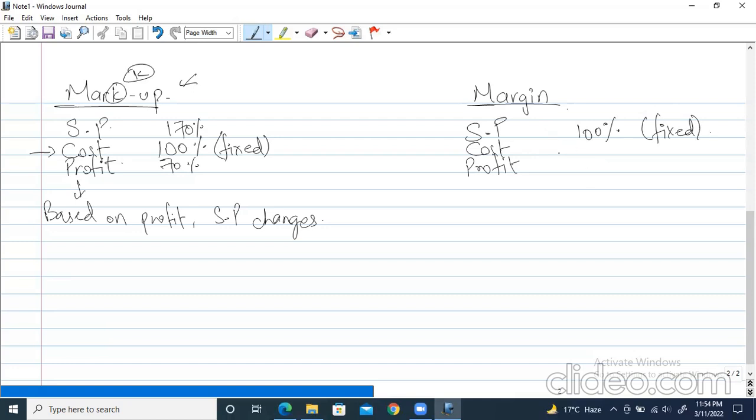So what happens is that according to the profit, let me write the description of this as well. Based on profit, the selling price does not change. Based on profit, the cost changes. Let's say there was a 30% margin on one product. That means the selling price is 100% fixed, and cost is automatically how much? 70% in this case. So this is the concept of margin and this is the concept of markup. It's very easy to understand.